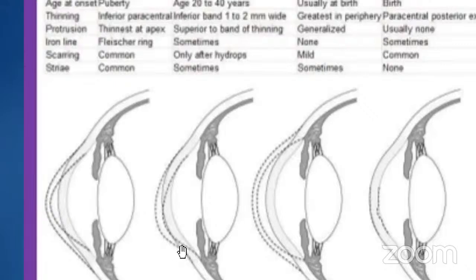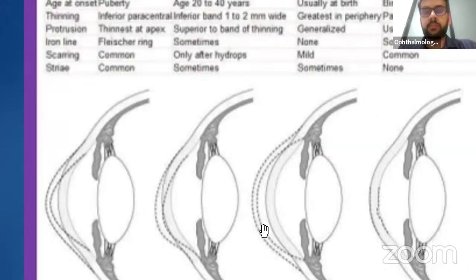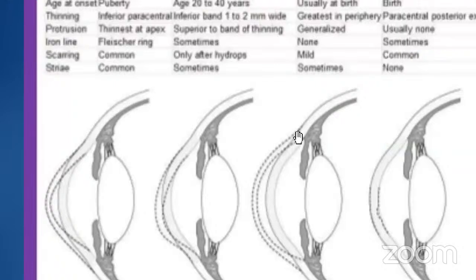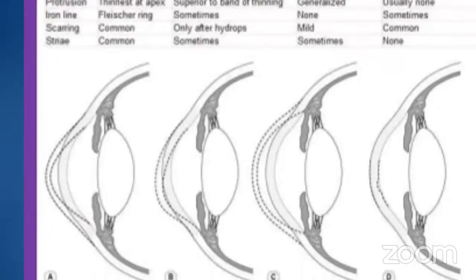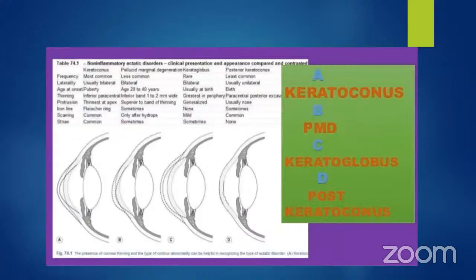And keratoglobus is overall ectatic and thin. And in posterior keratoconus, the anterior is still quite normal, whereas the posterior is having an ectasia. Main difference. Is this clear? Yes, ma'am. So how will this look in the Pentacam?